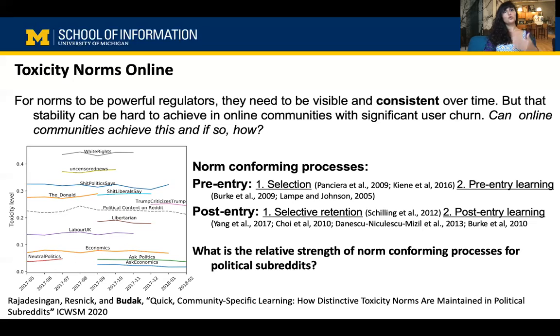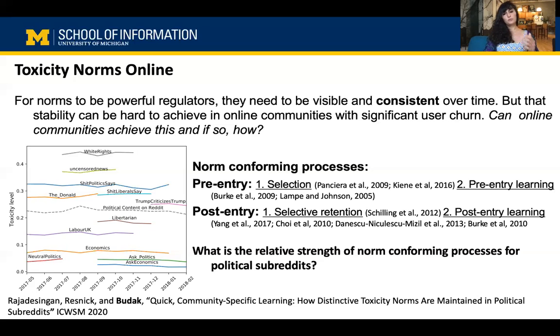People who have decided to join a community can observe that community and change their behavior before they make their first contribution. Post-entry processes include selective retention, which means that people who are more like the community might stick around for longer than those that are not. And finally, post-entry learning says that once you join a community and you are participating, in addition to observing, you can also get feedback from others and adjust your behavior accordingly.